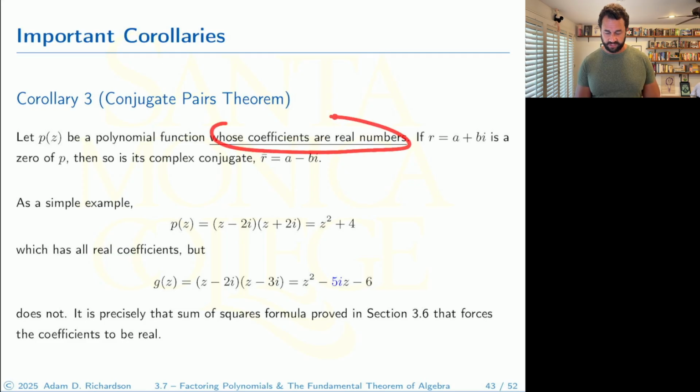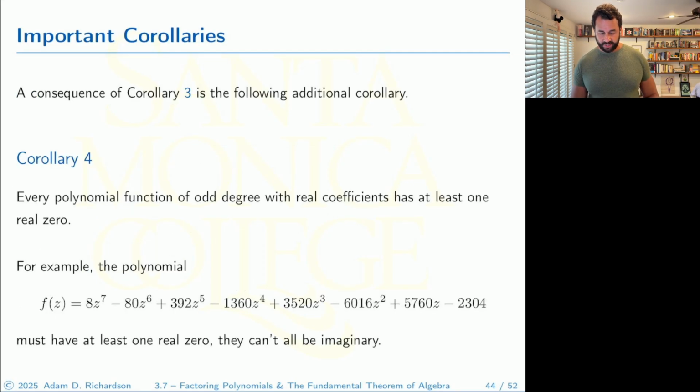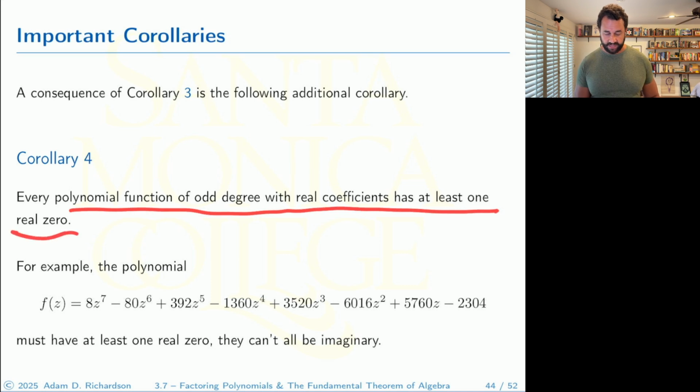And that's why if your coefficients are real numbers and you've got a complex zero with an imaginary part, its conjugate also has to be a zero. That's the idea. Okay, now a consequence of corollary 3 is this additional corollary. There's just so many. They just fall like dominoes after you get the fundamental theorem of algebra. Every polynomial function of odd degree with real coefficients has at least one real zero.